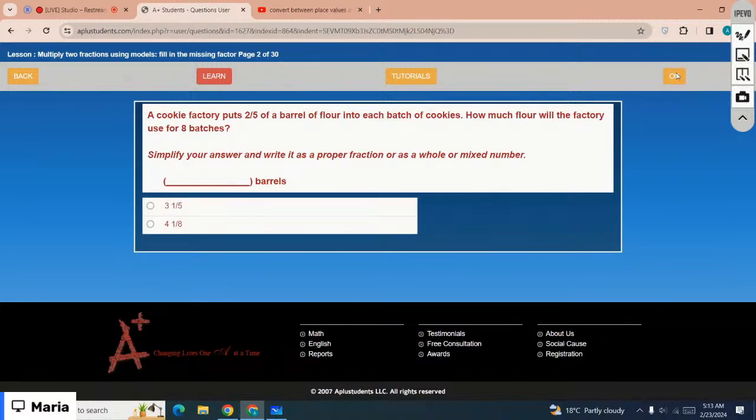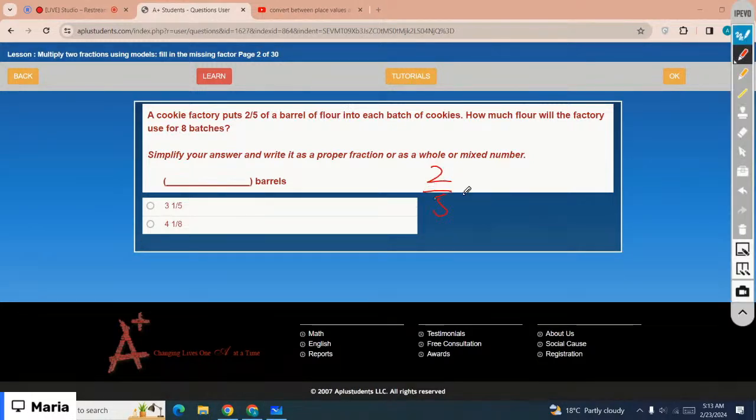The next one is a cookie factory puts 2/5 of a barrel of flour into each batch of cookies. How much flour will the factory use for 8 batches? So you have to do 8 times 2 over 5, because for one batch you have to use 2/5 of the flour. So for 8 you have to use 8 times 2 over 5, right? Just multiply them. 8 times 2 is 16 over 5, and divide by 5. So 5 times 3 is 15, and 16 minus 15 is 1. So the correct option is 3 whole 1 over 5. Got it?